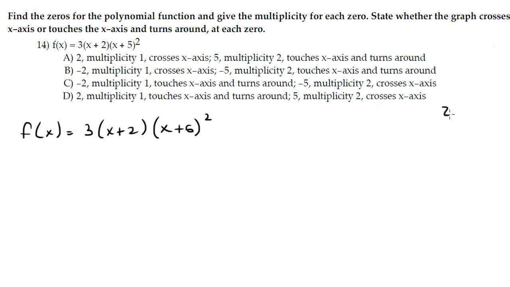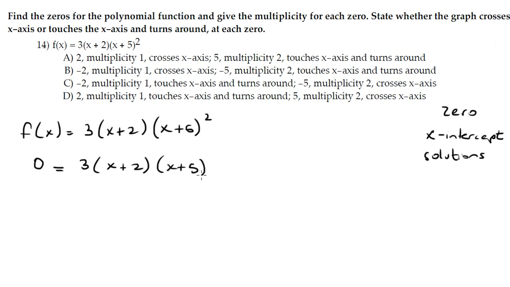So finding the zero is the same thing as finding the x-intercept, or finding the solutions of a quadratic function or of a polynomial. These are interchangeable terms. So if this problem were asking us to find the x-intercept or the zeros, we would essentially be doing the same thing: set this function equal to 0 and determine which x values do that.